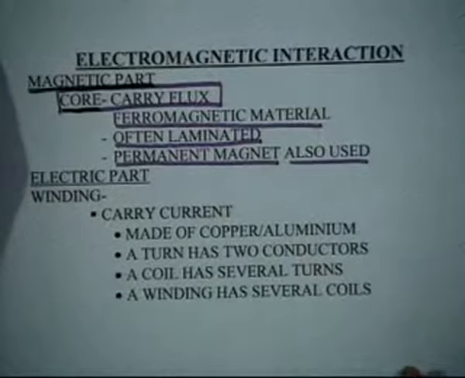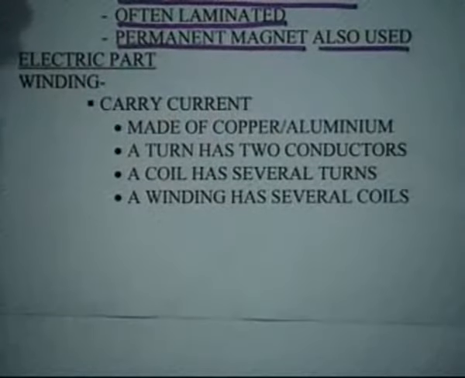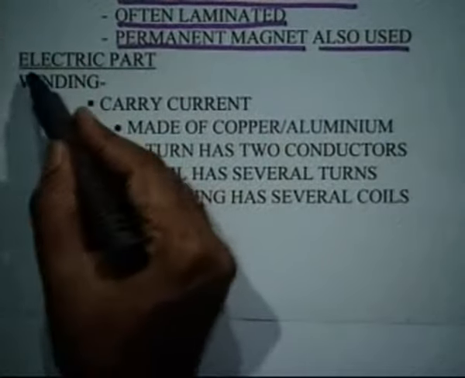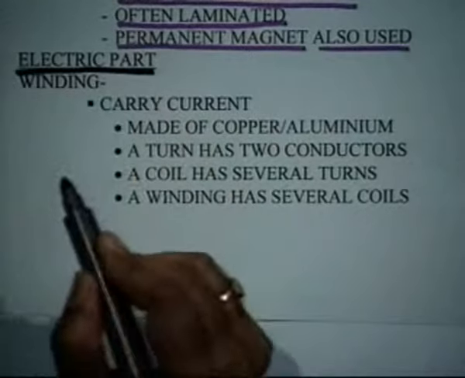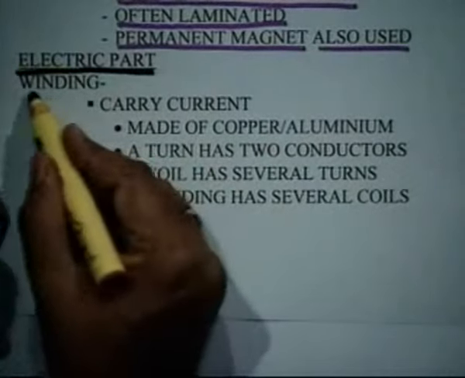Now coming to the electric part of a machine, it would be the winding. This is the main portion, that is, it will have the winding.